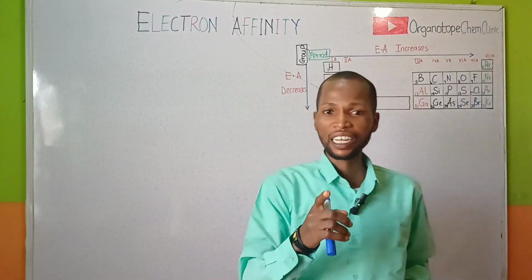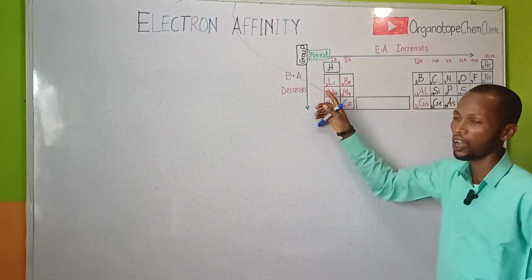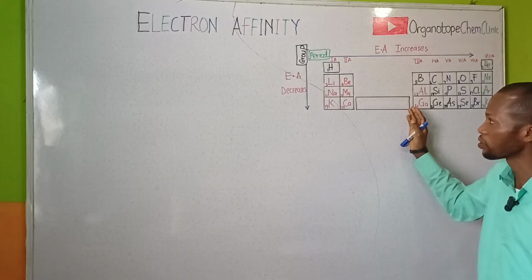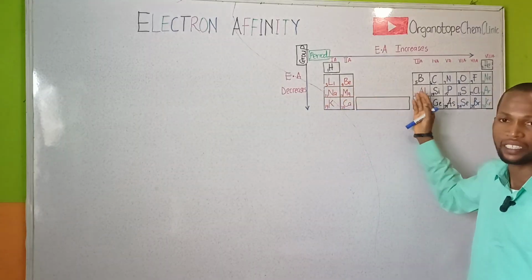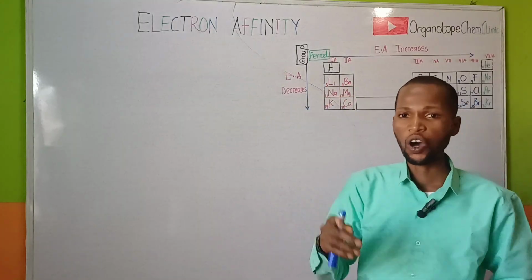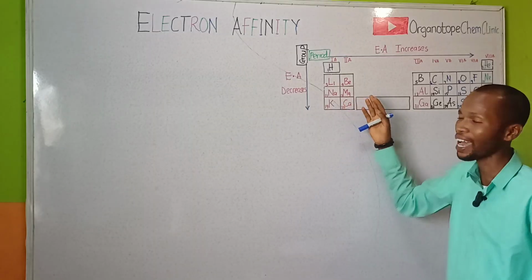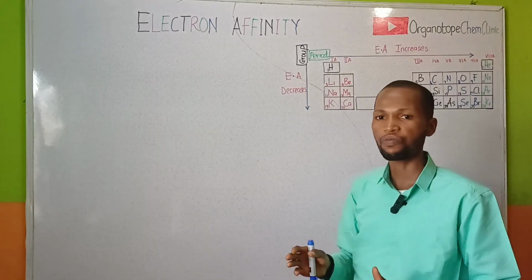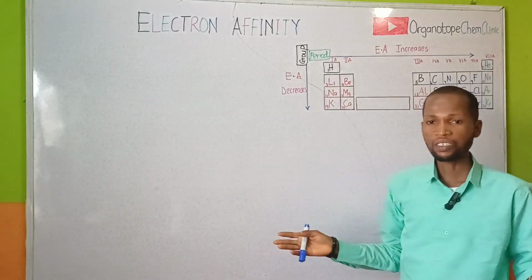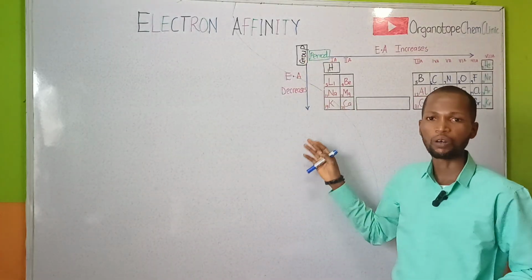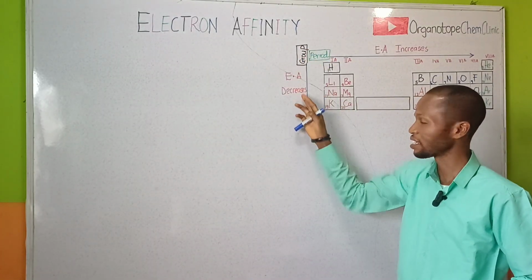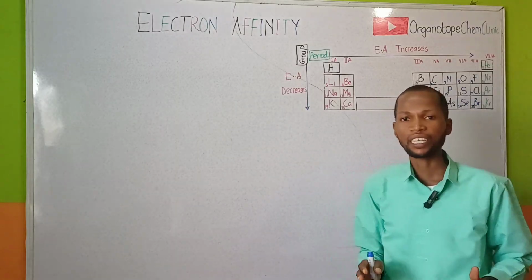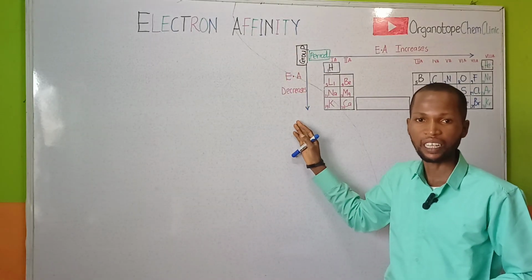In general, electron affinity increases from left to right across the period in the periodic table. That is, increase in negative value, except for noble gases and some other elements in the periodic table which possess a positive value of enthalpy. While down the group from top to bottom, the electron affinity decreases. That is, the negative value of enthalpy decreases down the group.